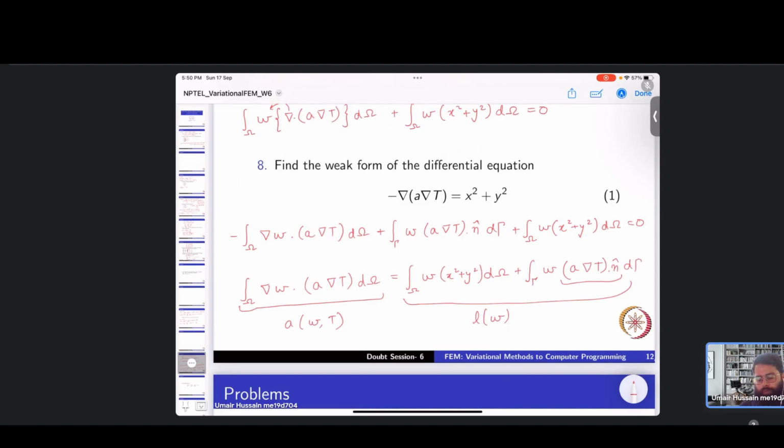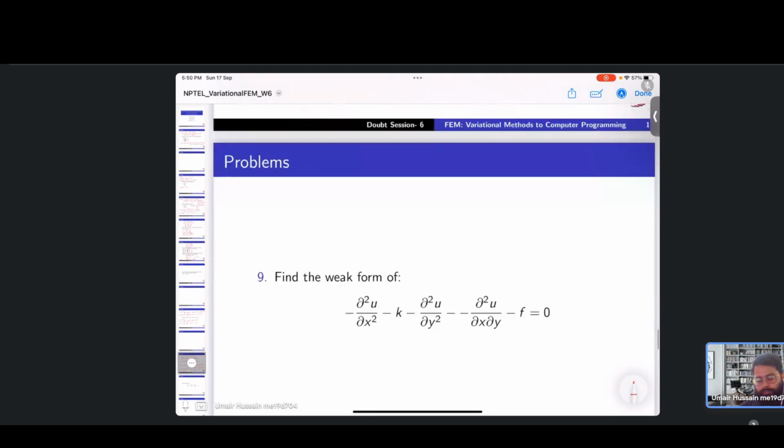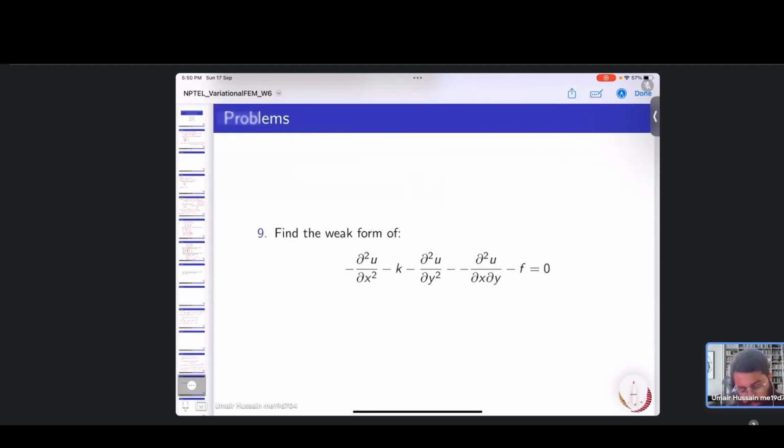Okay, so let's move on to the next problem. So we have a differential equation of this kind. We need to find the weak form for this. I think there's a typing error here, we don't have any k and the minus sign is repeated. Okay, so again, the first thing is multiplying by a weight function.